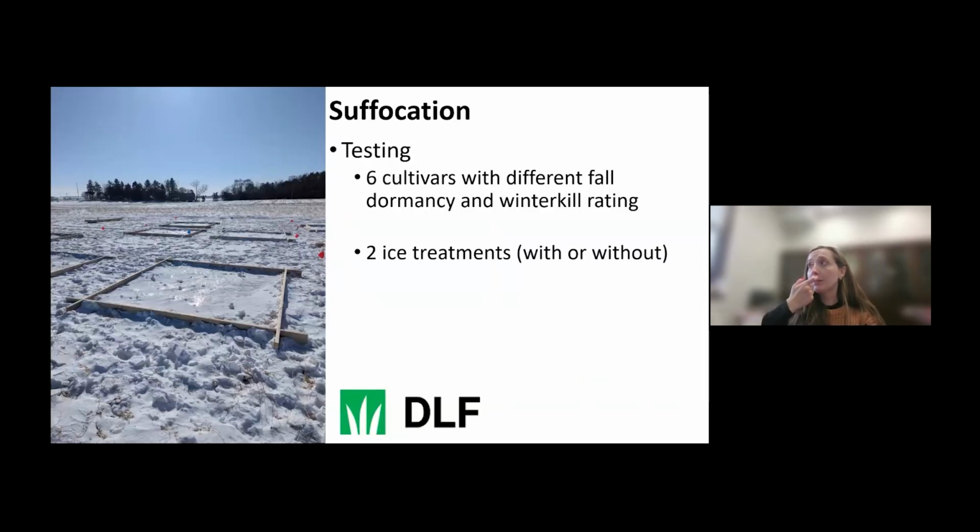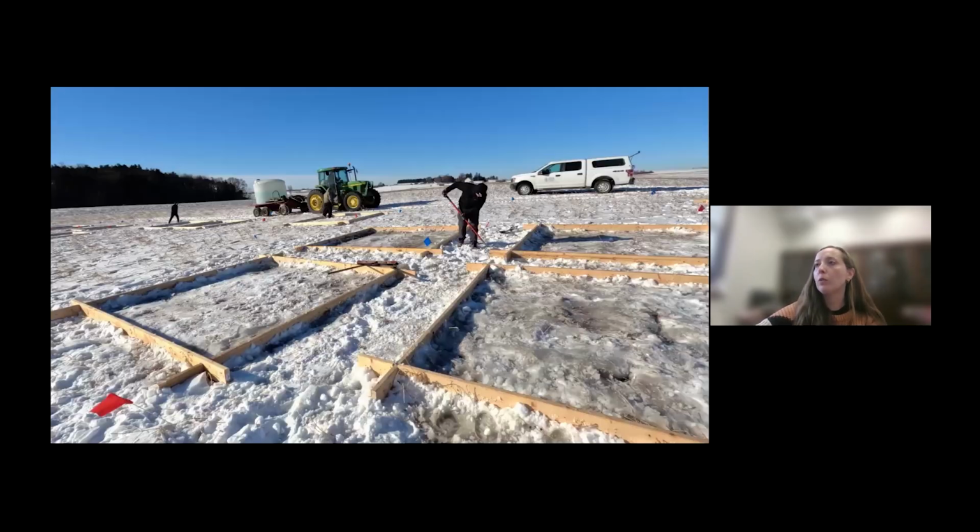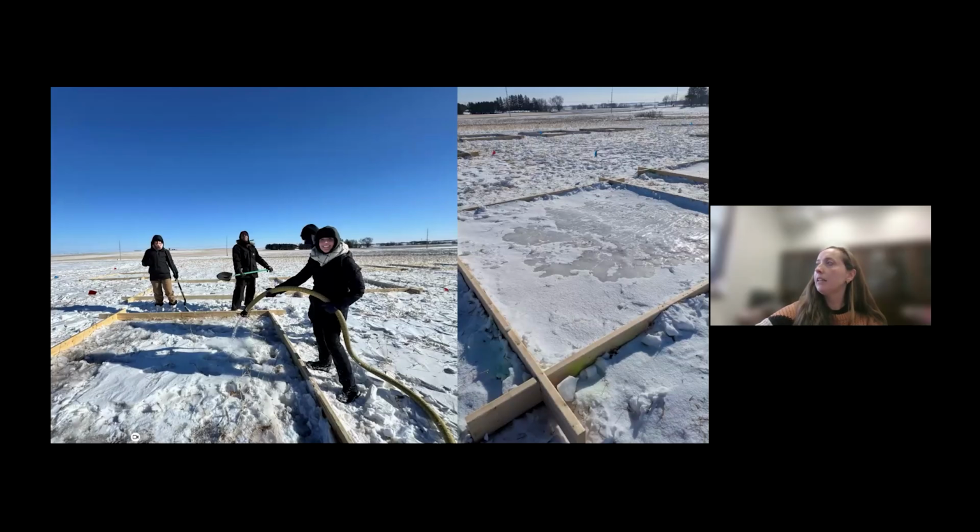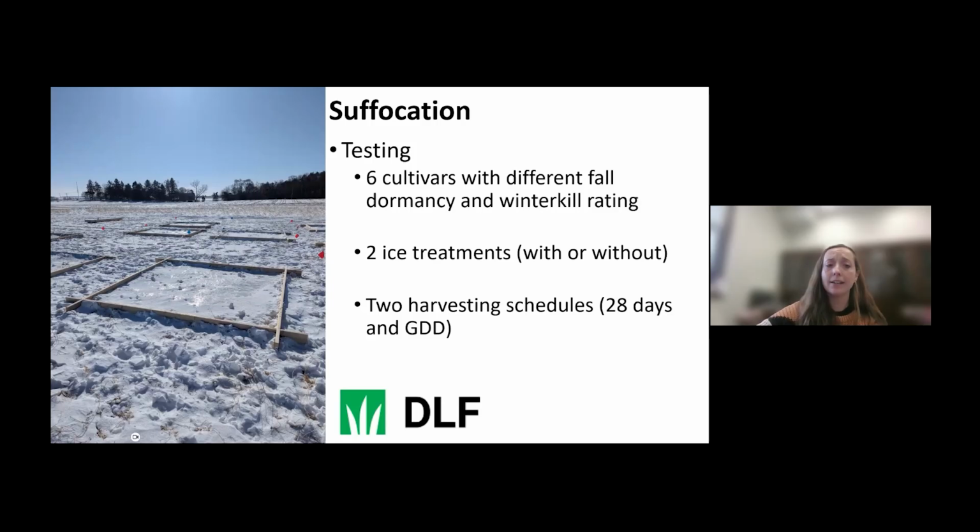So what we're doing now is testing 6 different cultivars with different fall dormancy and winter ratings. We're going to produce this ice or not, so we're always comparing to a control. We formed these ice sheets with water and snow. You can see us adding it here and how it looked yesterday, a very nice ice sheet. And we're going to do 2 harvesting schedules moving forward, based on growing degree days or on the calendar.